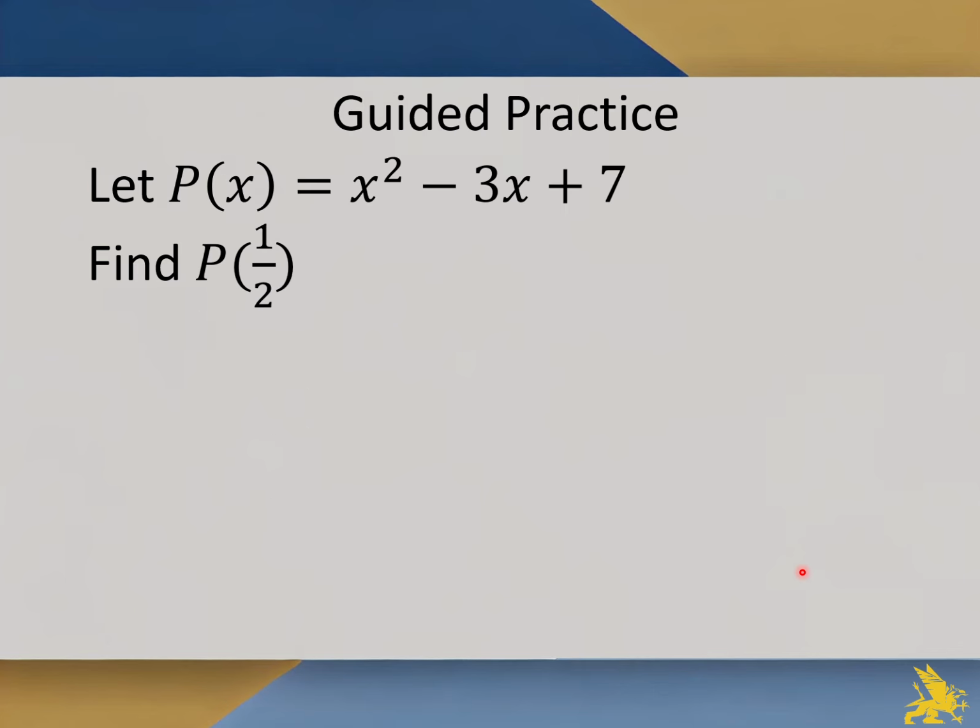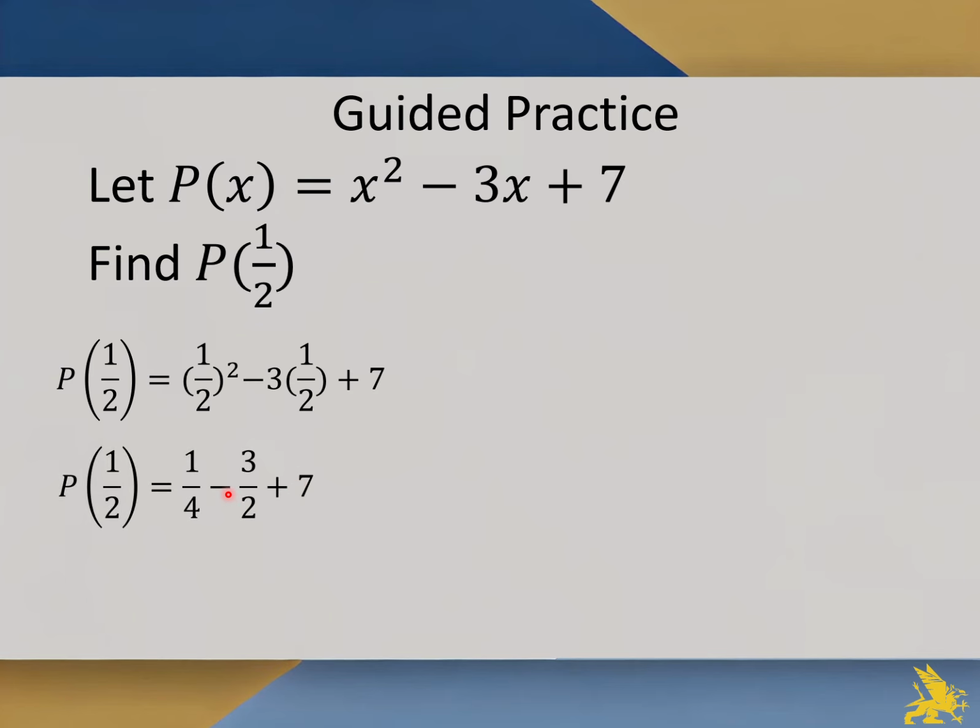Your turn. We have p of x is equal to x squared, take away 3x plus 7, find p of a half. So this just means wherever I see an x, I am substituting a half into the equation. So I've substituted a half, I'm just going to simplify it. A half squared is a quarter. 3 times a half is 3 over 2. So take away 3 over 2 plus 7.